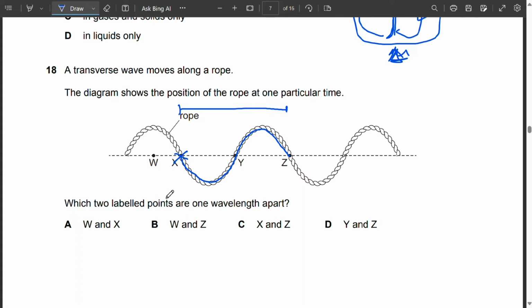So this X and Z, this part, they are one complete wave. So what is wavelength? The distance covered by a complete wave, because from here to here is a complete wave, and this is the distance. This is the distance moved by this complete wave, which is XZ.